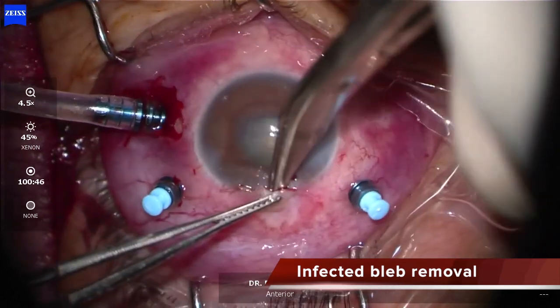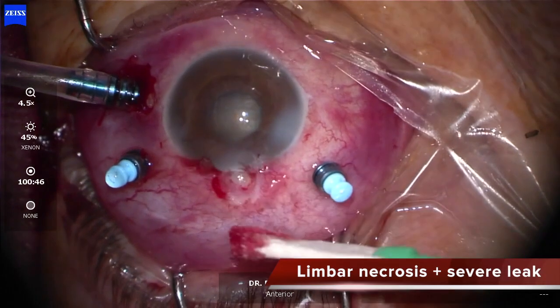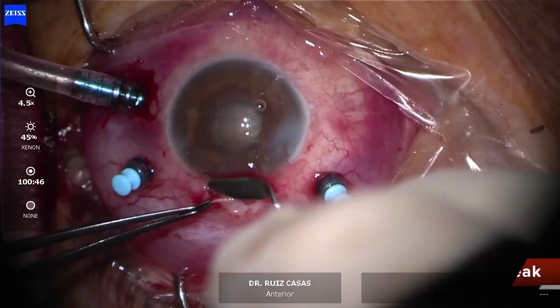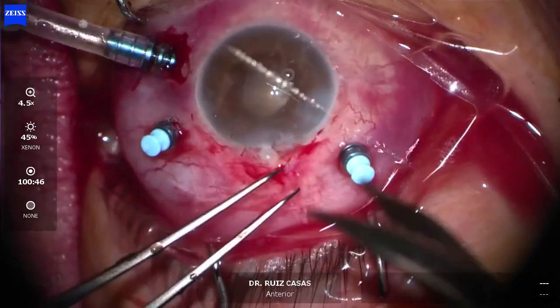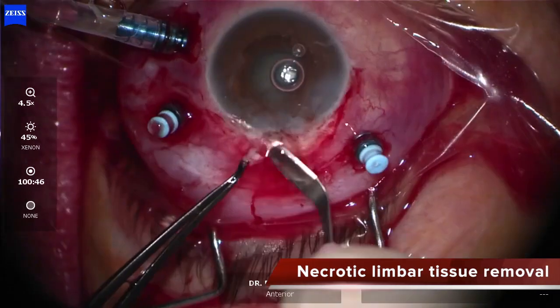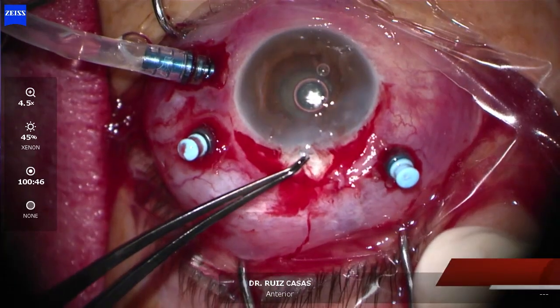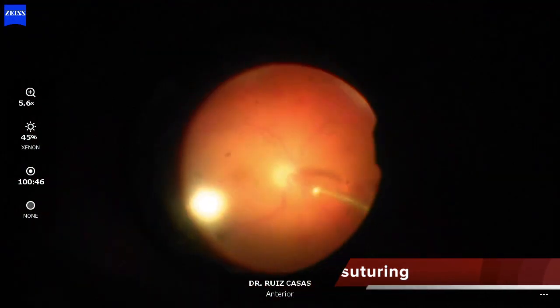Then I removed the infected bleb, and then I had this leak because the limbal tissue was necrotic, so I decided to completely remove this tissue and close the gap. I could have covered it with some scleral patch, but since the gap was small, I finally sutured it.